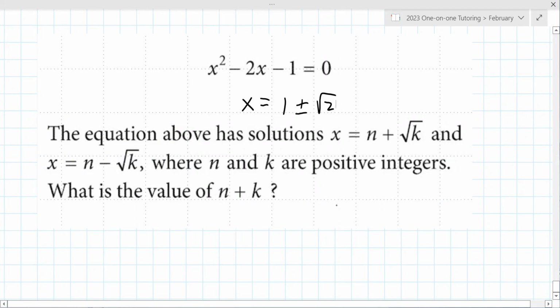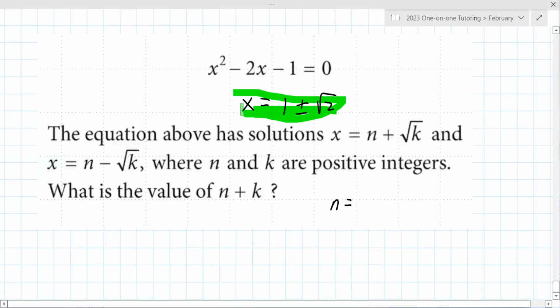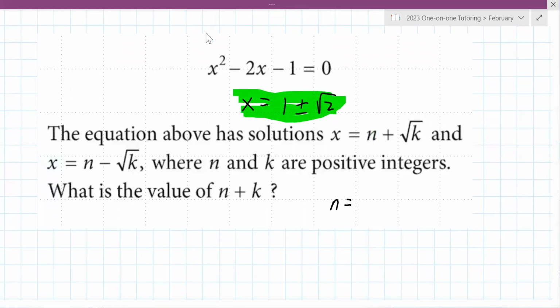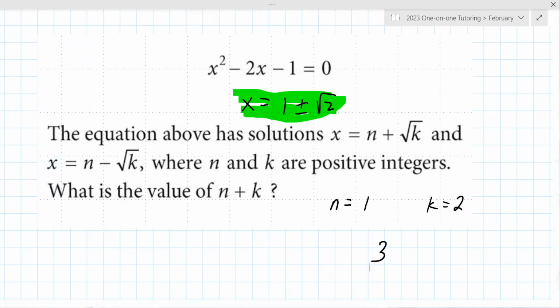Can you tell me the value of n from the highlighted part here in green? What is n? 1. And what about k? 2. Can you add 1 plus 2? Yes. So it appears to be a really difficult question, but it actually is not.